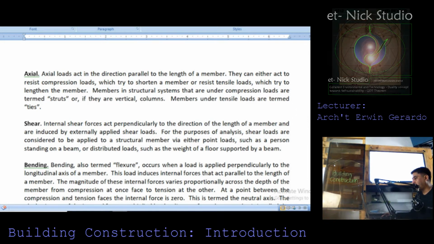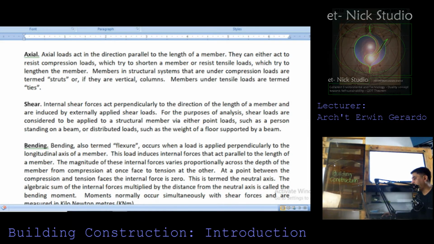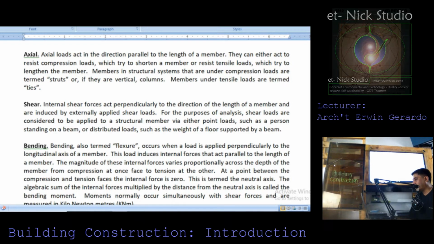So what is axial? Axial loads act in the direction parallel to the length of a member. They can either act to resist compression loads, which try to shorten a member, or to resist tensile loads, which try to lengthen the member. Members in a structural system that are under compression loads are termed struts, or if they are vertical, they are called columns. Members under tensile loads are termed ties.